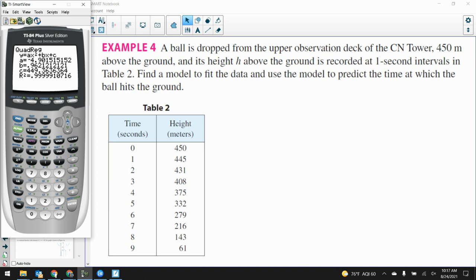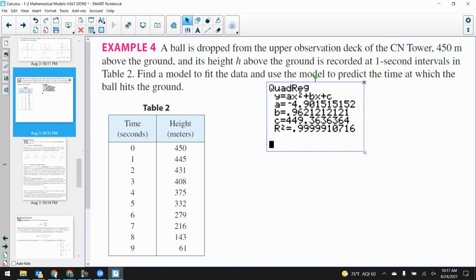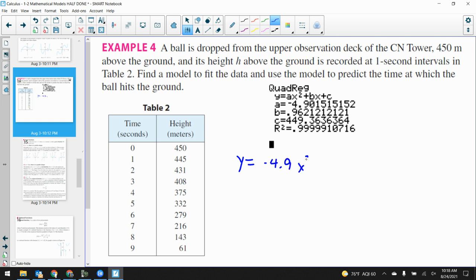So we've got this quadratic here. Let me pull this over. My quadratic is y equals negative 4.9x squared plus 0.962x plus 449.36. I don't know how I did 1 to 1 decimal place. I did 1 to 3 decimal places, 1 to 2 decimal places. I'm out there. So here's my equation. This is the equation that models the path of the ball. Right? This is the equation that models the path of the ball.